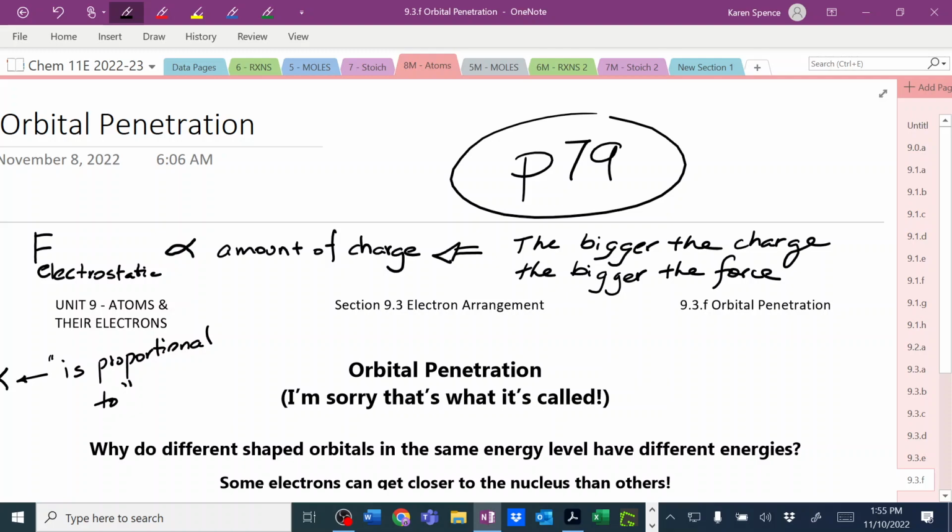So the more protons in the nucleus, what can you say about the force that will be exerted by the nucleus on the electrons? The more protons in the nucleus, the bigger the positive charge, and therefore the greater the electrostatic attraction.